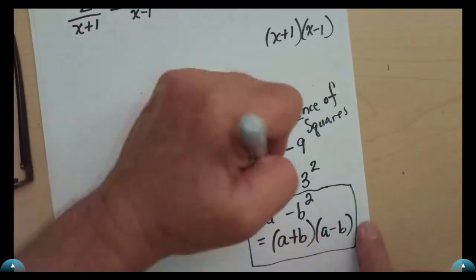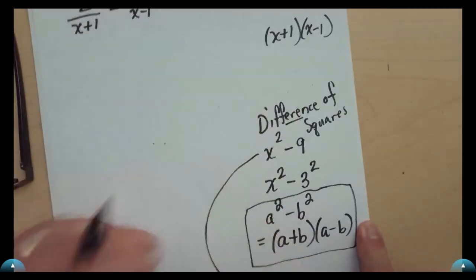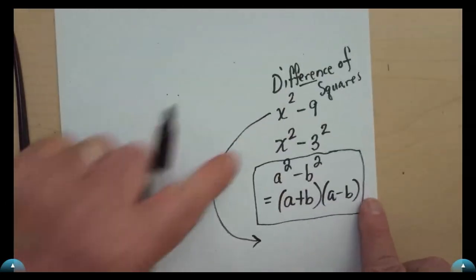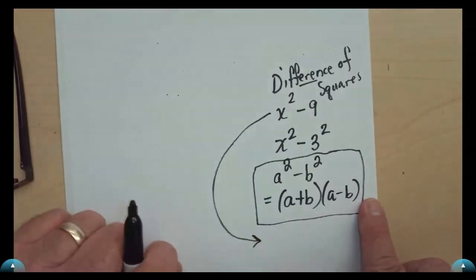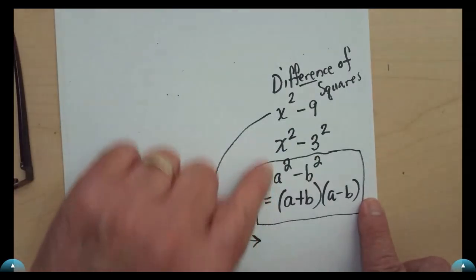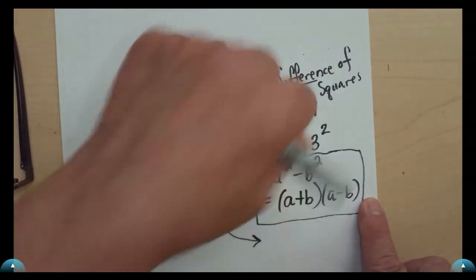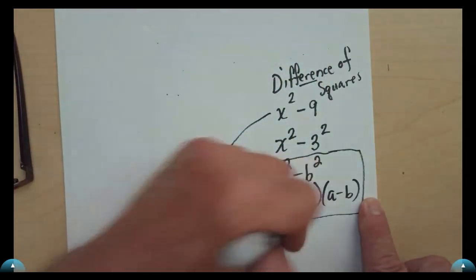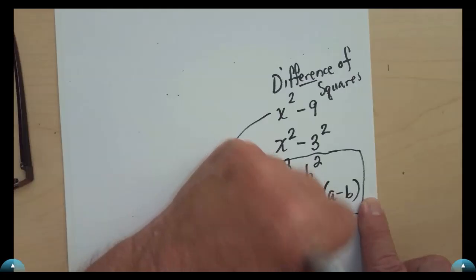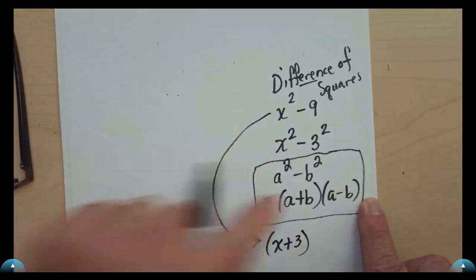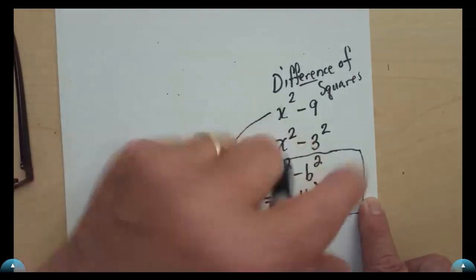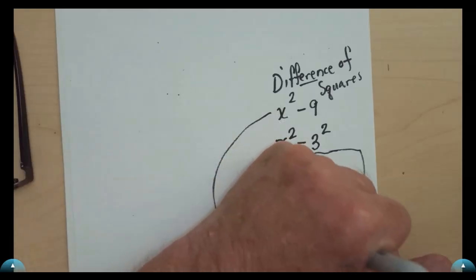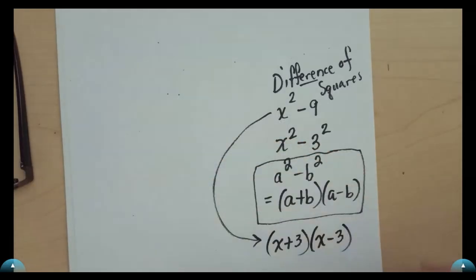So that tells me then that if I want to factor x squared minus 9, which is the same as x squared minus 3 squared, well, my a is x, and my version of b is 3. It's going to be a plus b, x plus 3, times a minus b. That's going to be x minus 3. Y'all see? Super easy to factor.